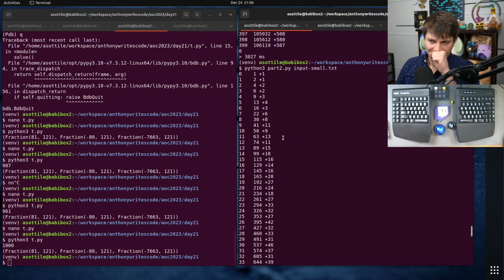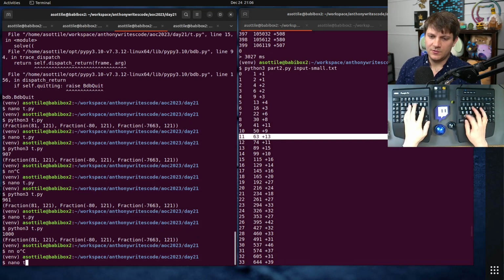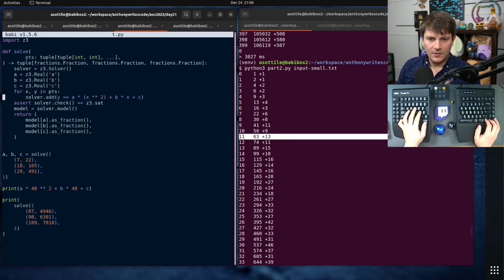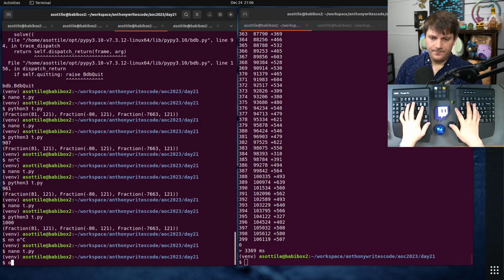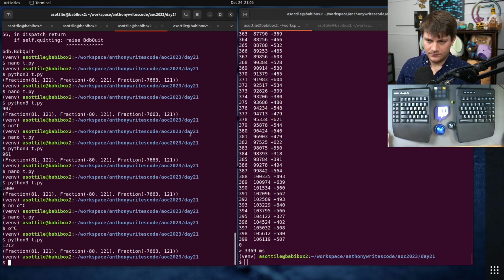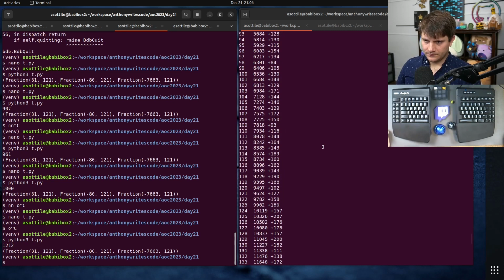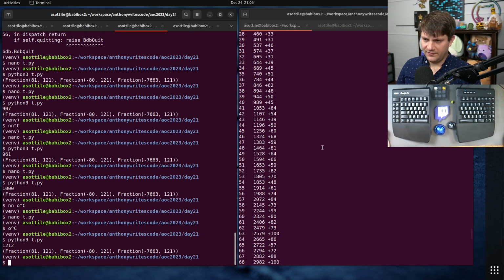Let's try from 11 onwards, because that's the width of the periodicity. Let's say 1163, 22, 61, and 33, 644, and so then let's try 44. 34 or 44. No, it's still not that one.